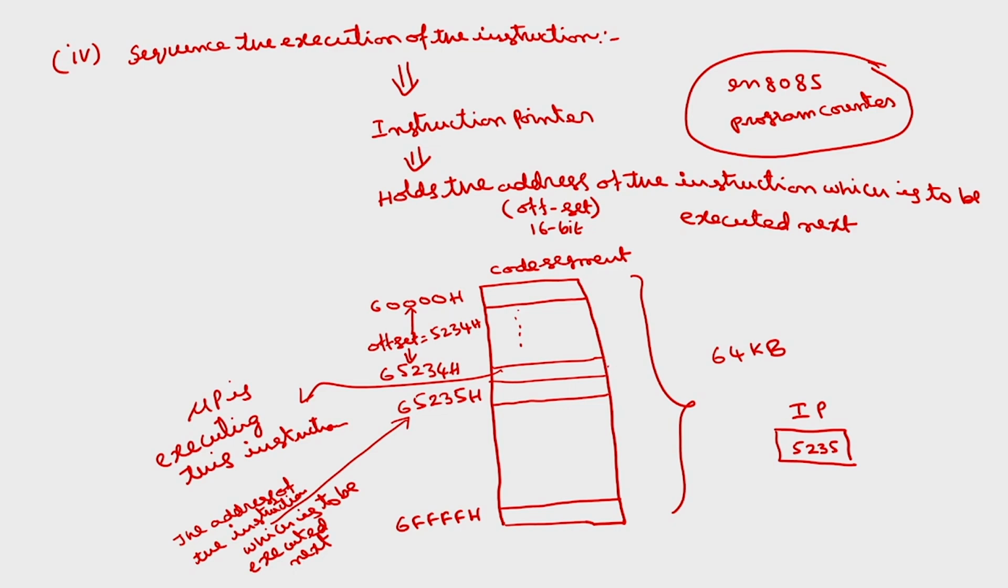Suppose after execution of this instruction, I want to jump here, whose offset is something like A234H. If I want to skip all these instructions in between, what you have to do is simply load the instruction pointer with the offset address of the instruction which is to be executed next, which is A234H. Then the program control will automatically be transferred there, skipping all the intermediate instructions. That is how we can sequence the execution of the instructions. This is the instruction pointer.